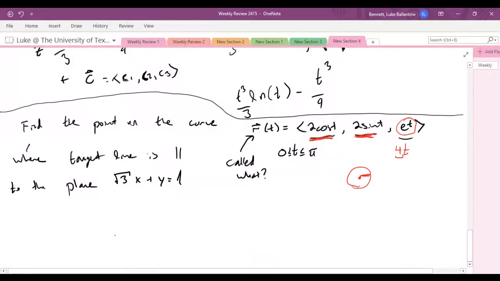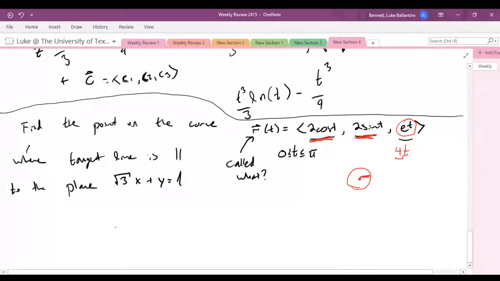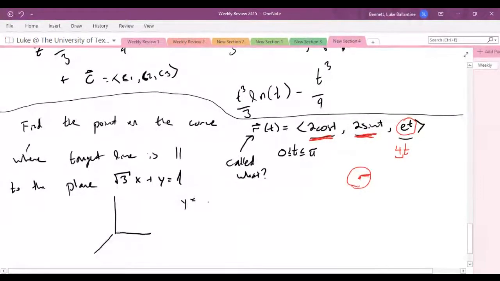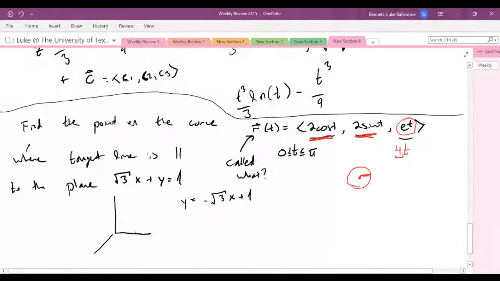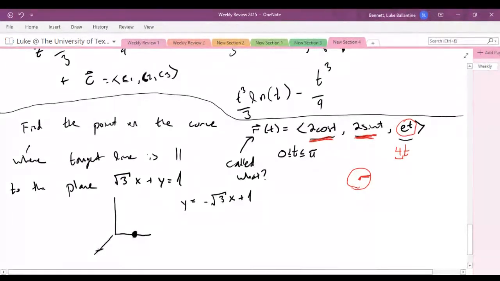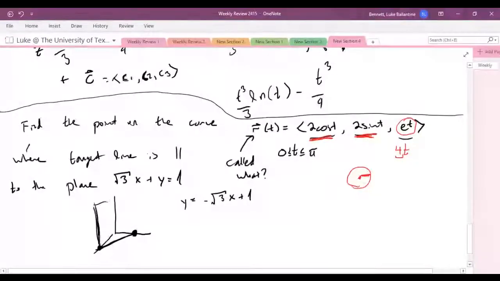Cool. So I'm going to graph this plane real quick. All right, so if we solve this for y equals negative root 3 x plus 1, we have a y-intercept of 1. x-intercept, let's see, set y to be 0, subtract, divide, 1 over root 3. So somewhere right here, positive x-axis. And then we just connect it. So this would be the line in R2. And then extending it to R3 is just parallel to z.